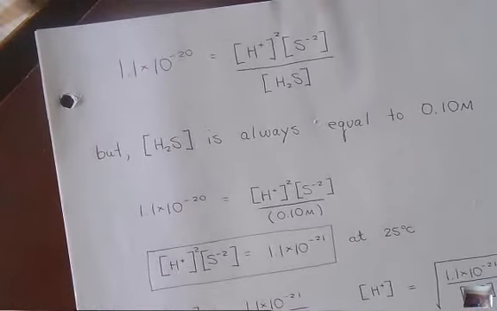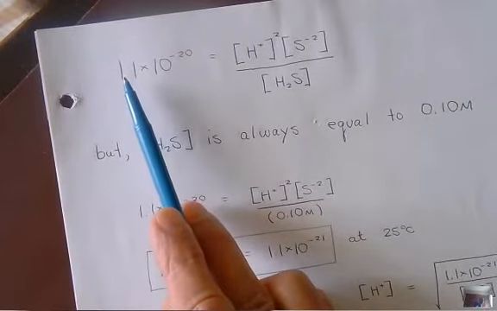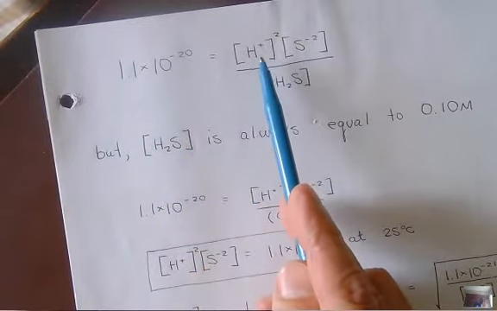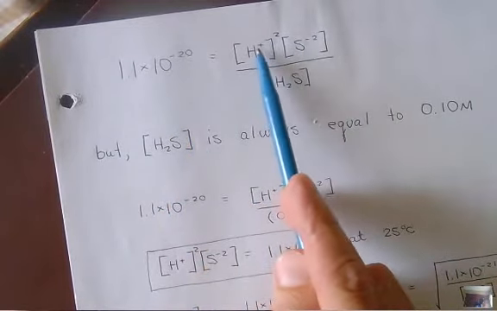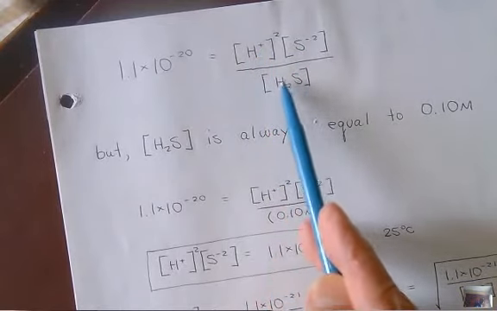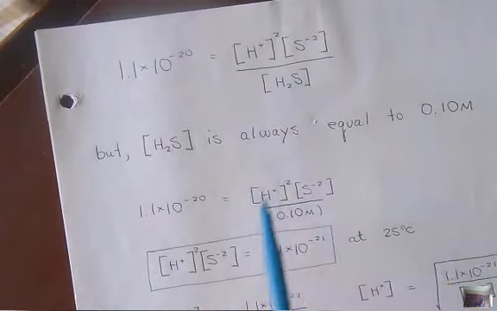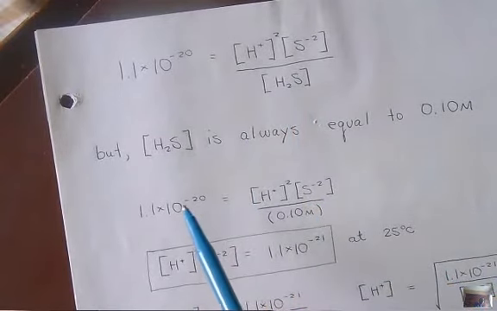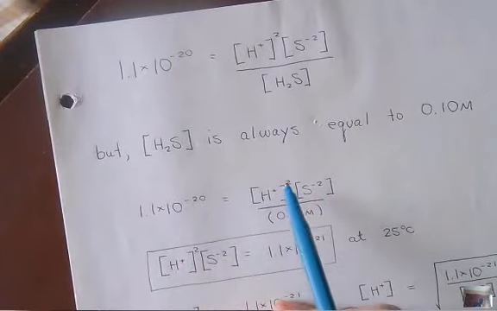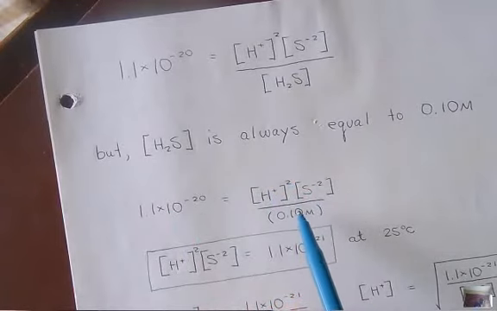Okay, so all I'm doing now is I'm going to rearrange my Ka expression, and I'm going to plug in the number at 25 degrees. 1.1 times 10 to the minus 20th is equal to [H+]² times [S²⁻] divided by [H2S]. But we know this denominator, if I keep bubbling the gas in, I can keep it at 0.1. So I'm going to leave my 0.1 in there. I'm going to get this really cool, neat little expression that the overall Ka is equal to the hydrogen ion concentration, this is a function of pH, squared, times the sulfide ion concentration divided by 0.1.